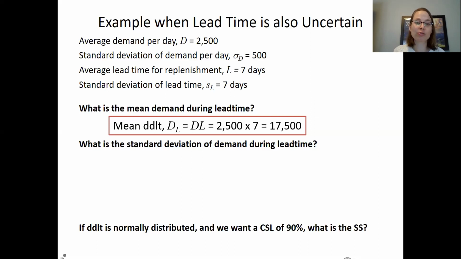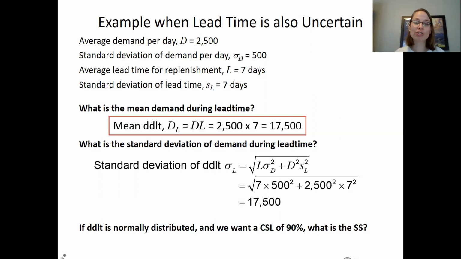This is where we need to use this new equation. This new equation for the standard deviation of lead time demand incorporates that demand is uncertain, but also supply, or the lead time, is uncertain. And so if we plug in these numbers here, we can see that we also got 17,500 as the standard deviation of demand during lead time.